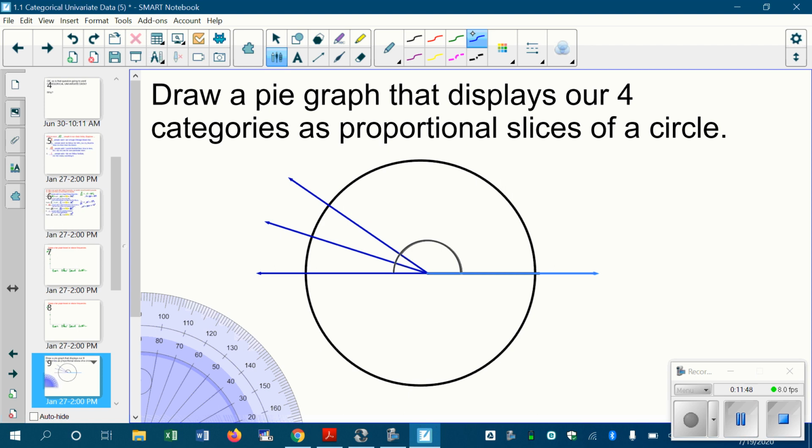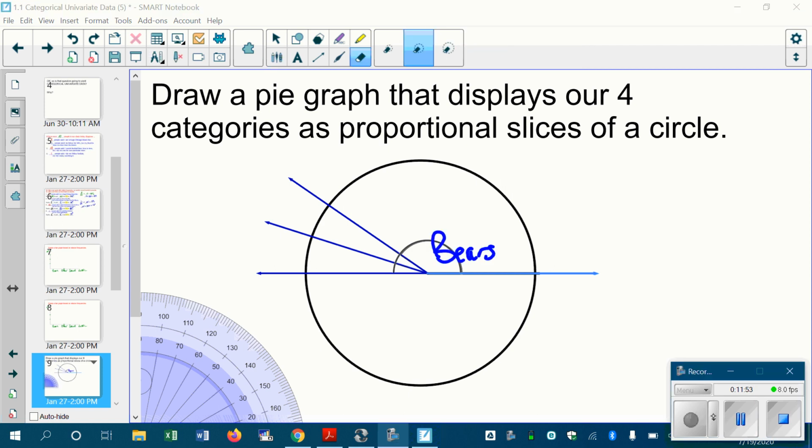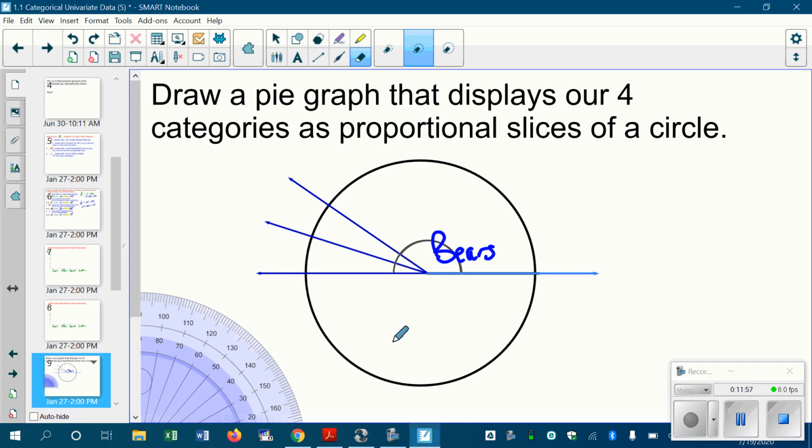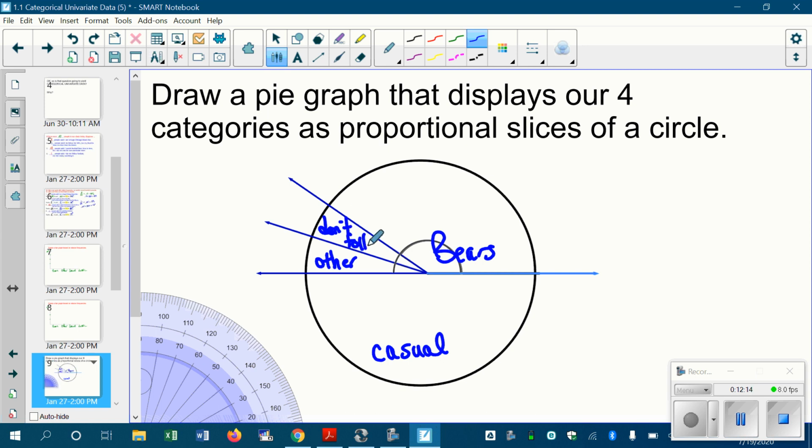This part was the part that represented people who were fans of the Bears, whereas this big section were the people who were casual fans from time to time. And then there were people who liked another team, and there were people who don't like it. So you could have some labels like this.